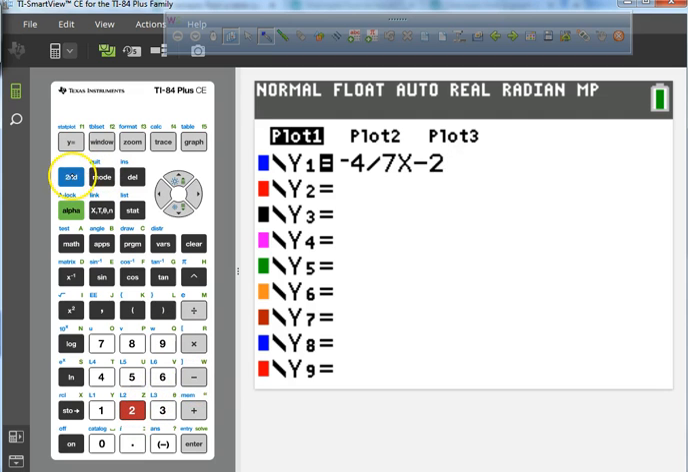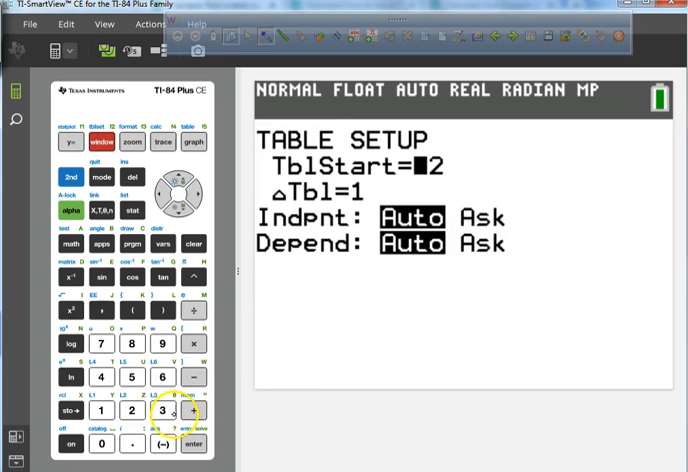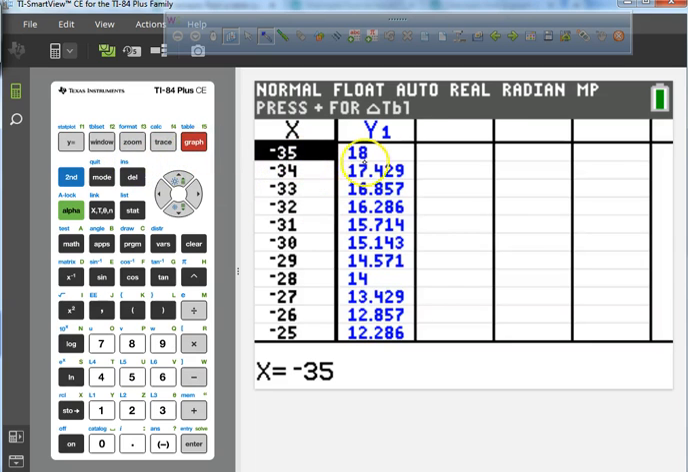Okay. Let's check our table, just to make sure we got the right equation. Let's start our table. What was one of our ordered pairs? Was it negative 35? All right, watch. At negative 35, what should my x value be? 18. At negative 28, what's my x value?